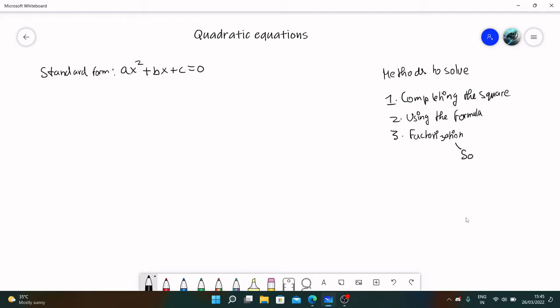Factorization can only be used for some sums. Using the formula, we can use it for everything. Completing the square, again, for everything. You'd want to decide which method to use based on the question itself. Using the formula is the most straightforward and the easiest. Factorization is also really easy, but it can't be applied everywhere. Completing the square is commonly the most complicated, but can be used for everything. In this video, we'll be focusing especially on using the formula.